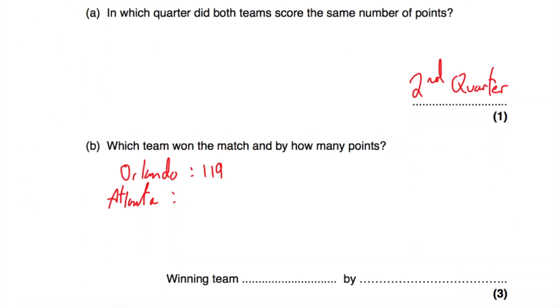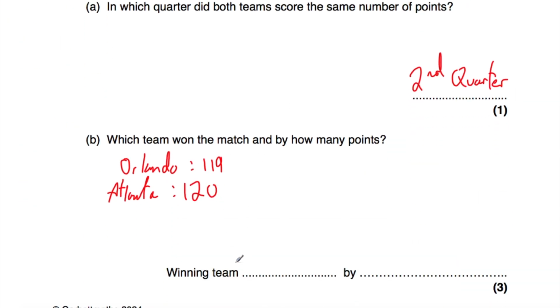So let's write that down. So Atlanta scored 120 points. So the winning team would be Atlanta. And by 1 point, so by 1 point, and that's it. So which team won the match and by how many points? Atlanta by 1 point. Okay, let's look at our next question, question number 4.